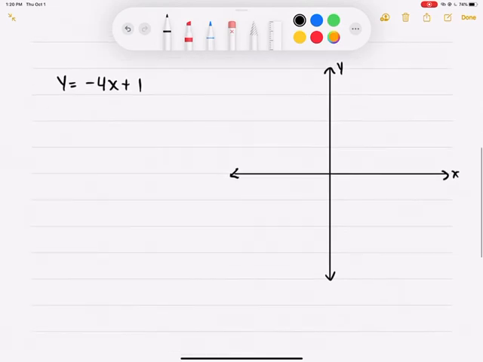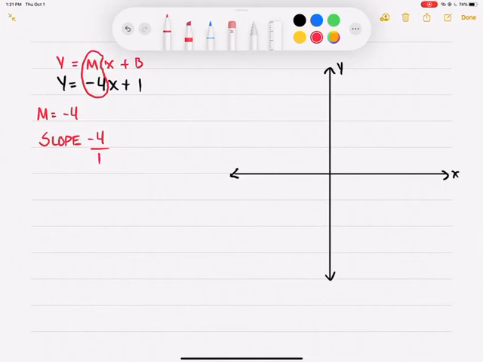Here you can see we have another example. It lines up perfectly with slope-intercept form. M is -4. This means my slope is -4 over 1. My y-intercept, b, is positive 1. This means my y-intercept is at the point (0, 1).